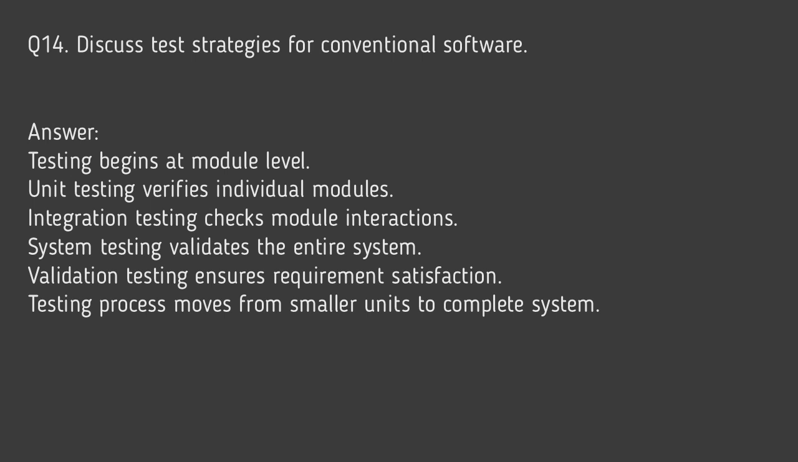Testing strategies for conventional software begin with unit testing, where individual modules are verified. Integration testing checks how modules interact with each other. System testing evaluates the full software system, and validation testing ensures that user requirements are satisfied before final delivery.